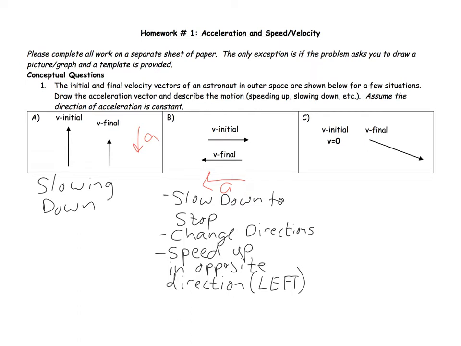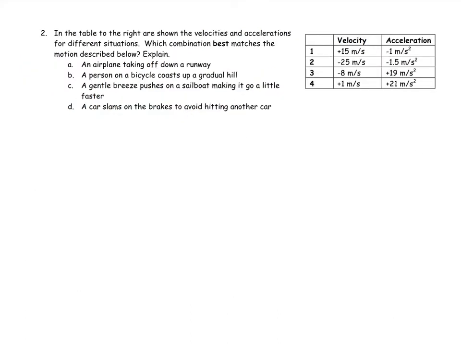Moving on to our final case here, we initially have zero velocity, so our object is at rest, and then we have a velocity vector that's down and to the right like that. So the only way for that to happen is if we accelerated in that same direction, down and to the right, because that acceleration is going to lead to a change in velocity in that direction. And the motion, if we're going to describe it, is simply speeding up in that down and to the right direction, because we go from not moving to moving in that direction.